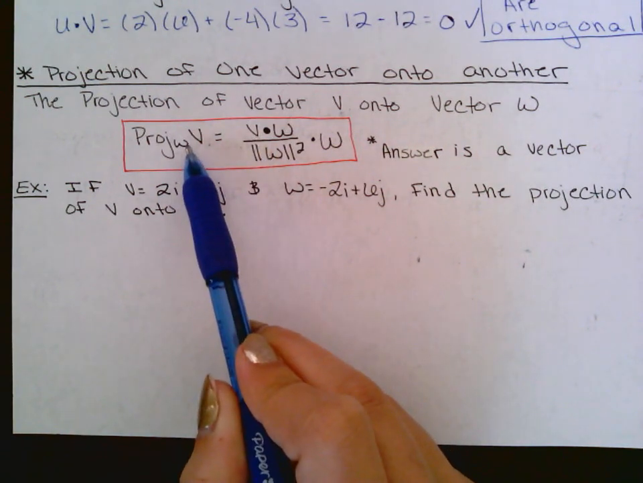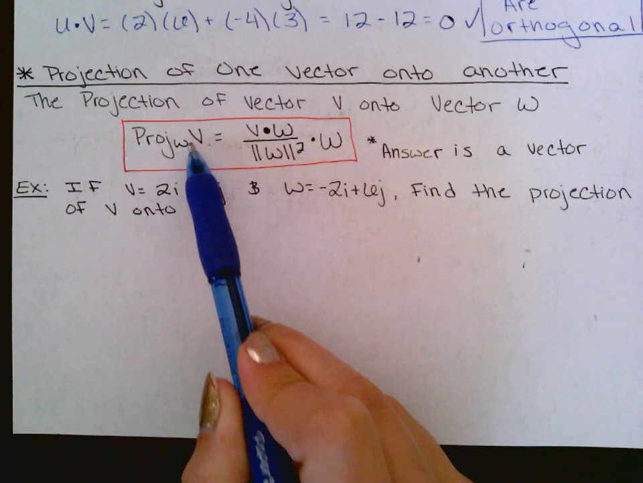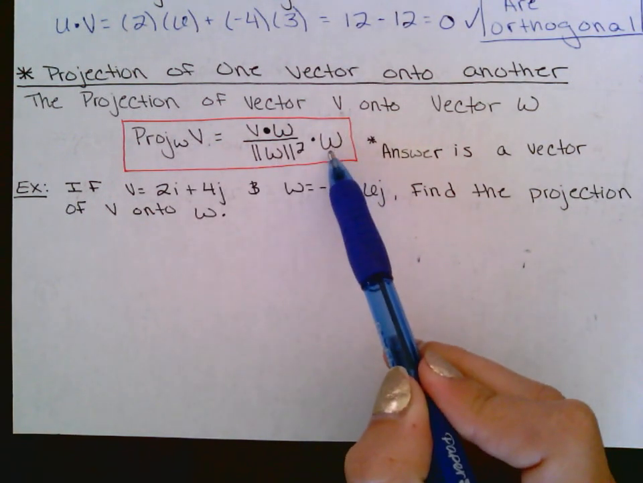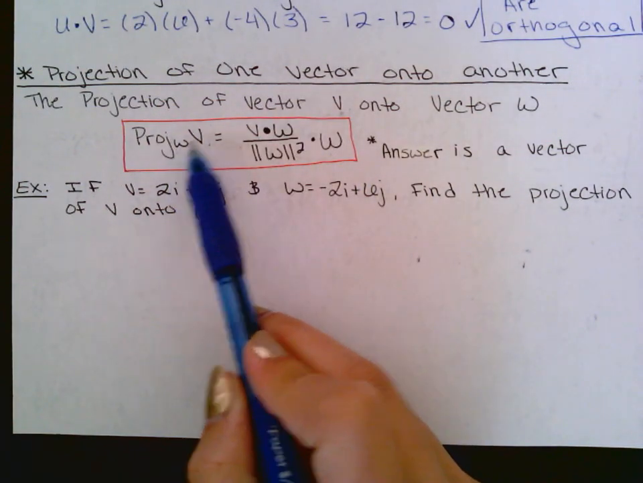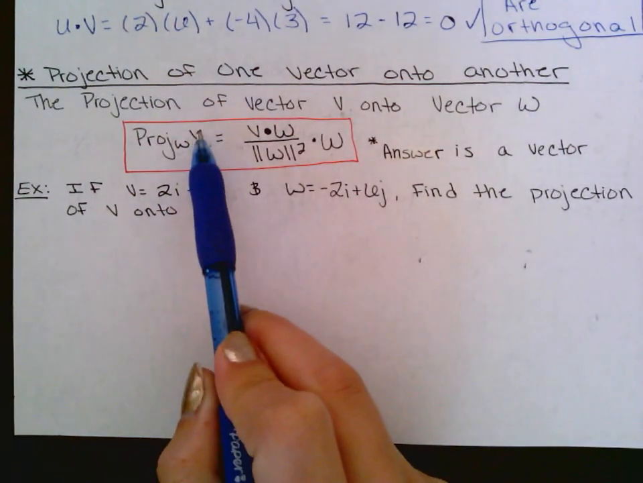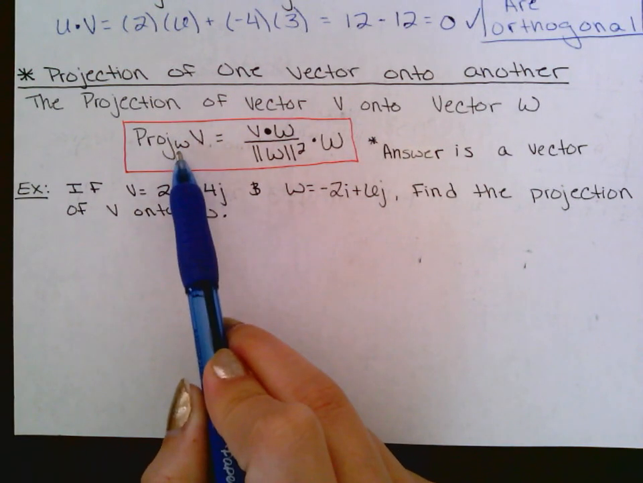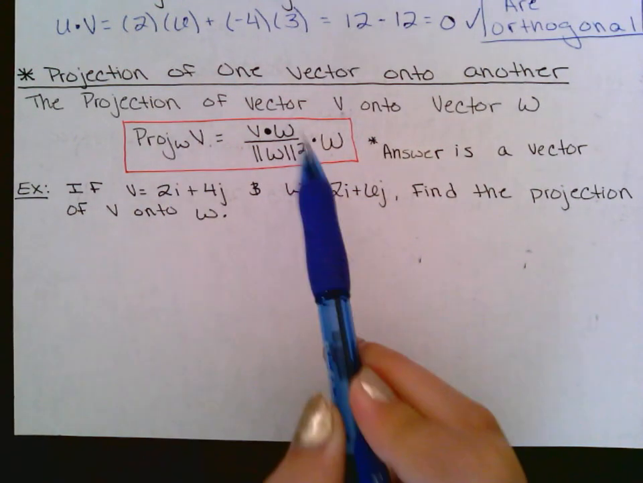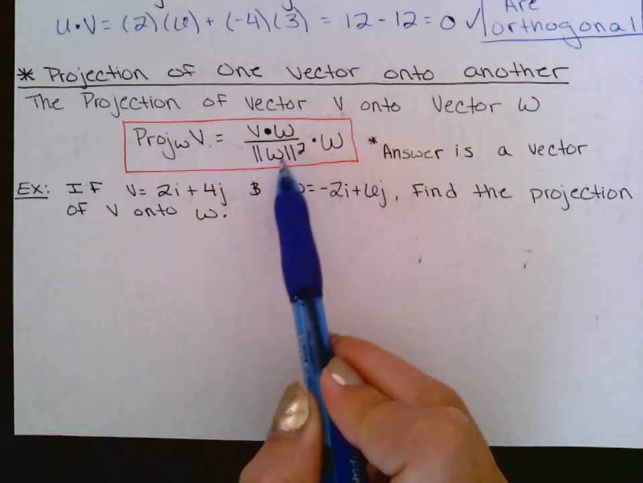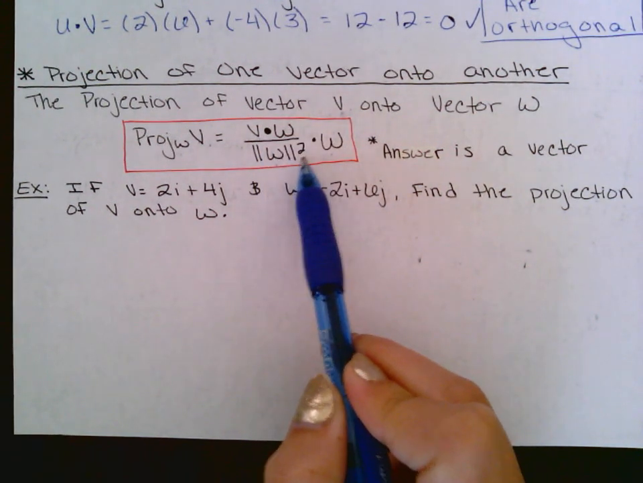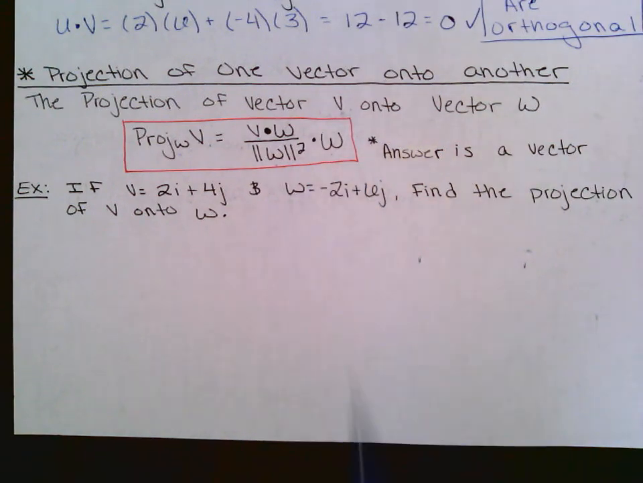But the one that is small is the one that appears in the denominator and over here on the right side of the formula. Okay? So for example, if this said w onto v, my w would be big, my v would be small, and then all of these would flip. This would say w dot v over magnitude of v squared times vector v.